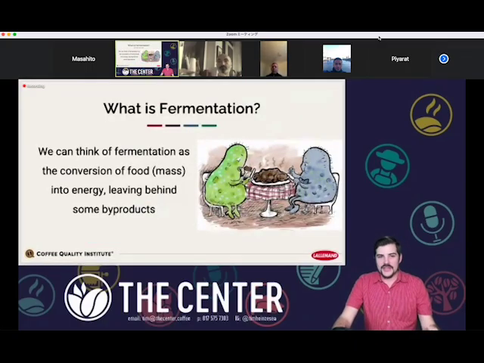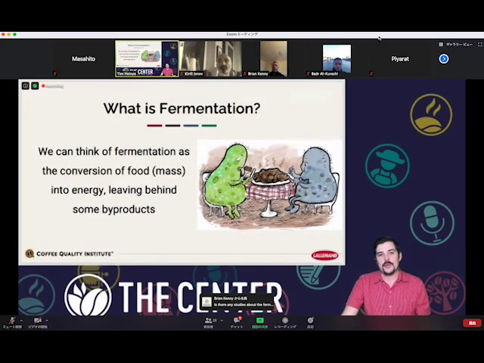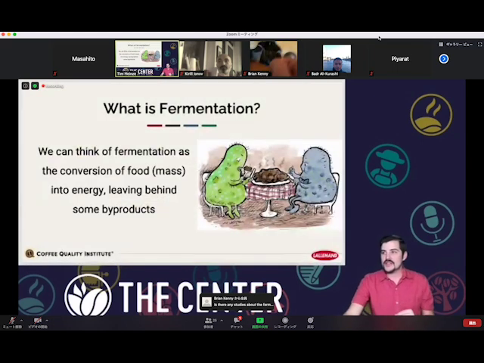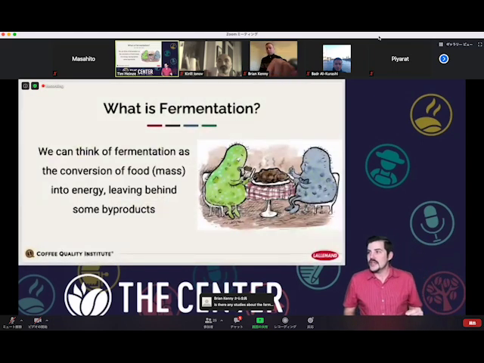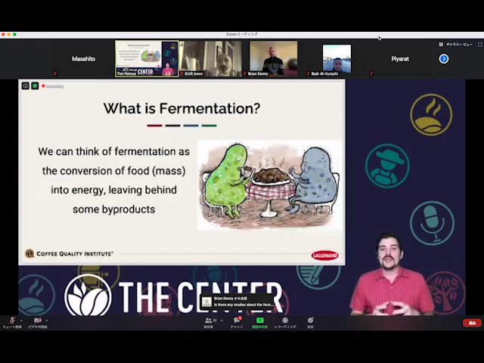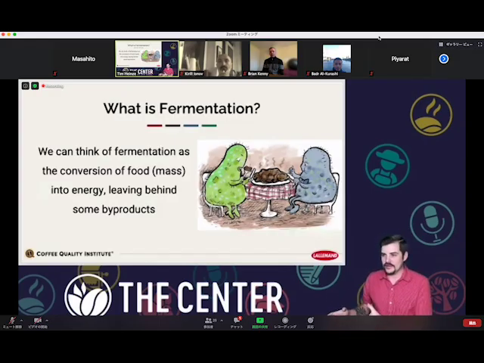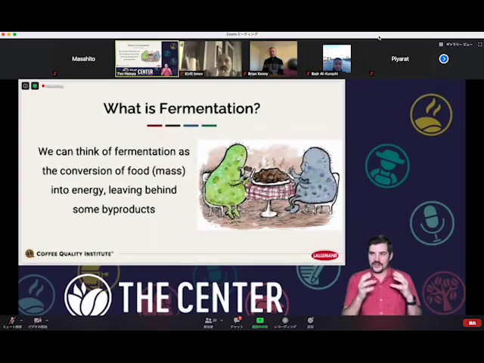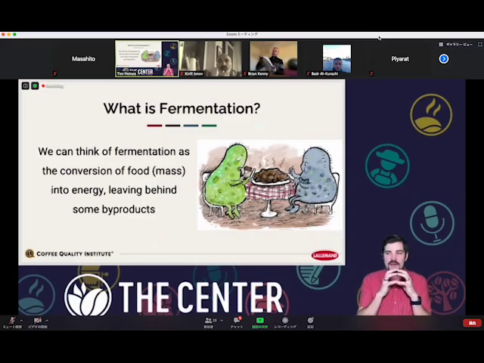When we begin to look at what is fermentation, okay, what specifically is fermentation? The first thing that I want to focus our attention on is thinking of fermentation as the conversion of food or mass or compounds into energy, leaving behind byproducts, okay? We're going to start from a rather foundational understanding, and we'll build on that by adding some terminology and concepts to it.